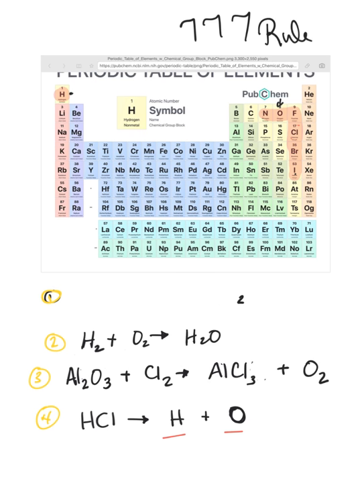All right, good. So if you look at the table and you look for the 7 elements that are diatomic, you're going to notice that hydrogen is one of them, so I'm going to put a little 2. And chlorine is also a diatomic element, so I'm going to put a little 2. Good. So I think we have them all.